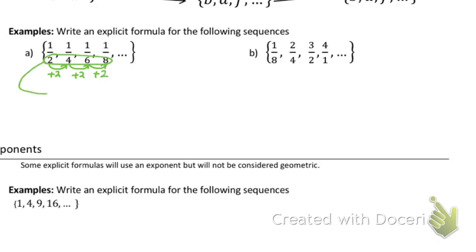So if I'm just looking at the denominator, I can write an arithmetic sequence. That arithmetic sequence is going to be, okay, first term plus n minus 1 times my common difference. Factor that common difference, I'd have 2n. 2 times a negative 1 is negative 2, plus 2, that's 0, that's plus 0. I don't need to put a 0 there, it's just 2n. So my denominator is 2n.